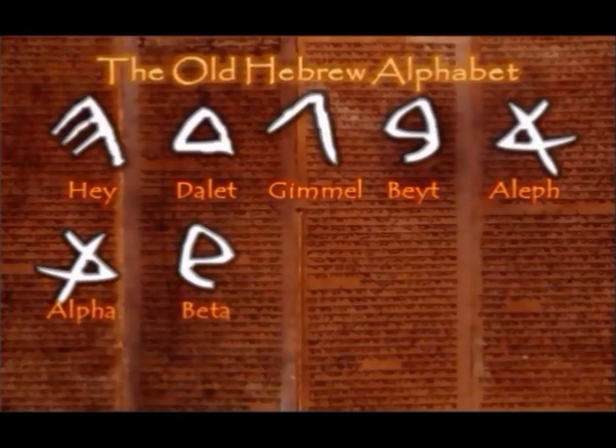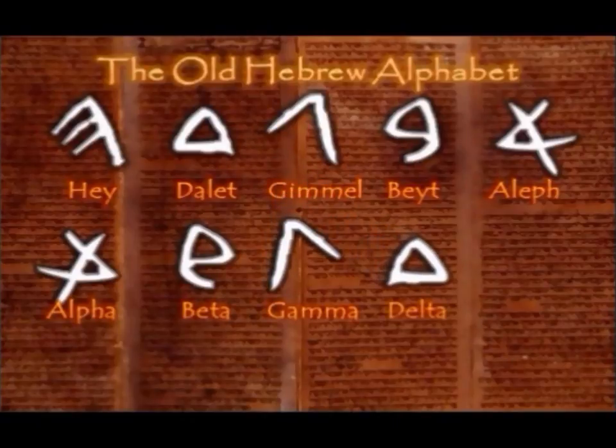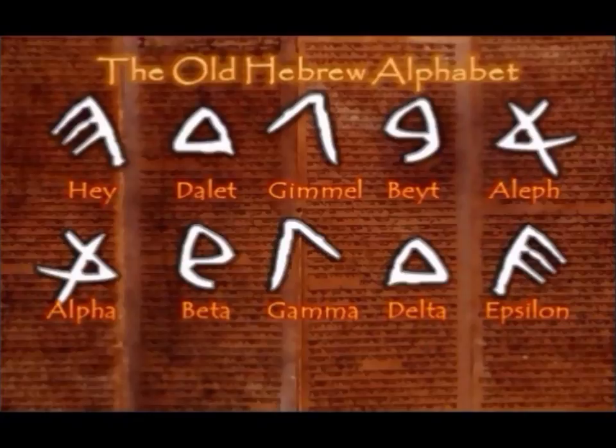Beta, Gamma, Delta, and Epsilon. Note that the original Hebrew names of these letters were retained for the Greek alphabet. The Aleph becomes the Alpha, the Bet becomes the Beta, the Gimel becomes the Gamma, the Dalet becomes the Delta, and the only exception is the He becomes in Greek Epsilon, which means plain E.